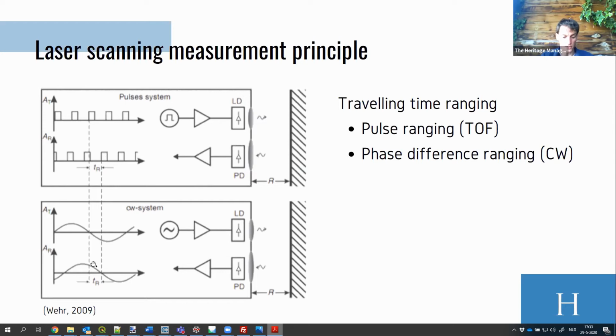And this phase shift is of course related to the full wavelength of our signal. Since we are working with certain wavelengths, we can exactly know the full distance of a certain wavelength. So if we know the full wavelength and we know the portion of that wavelength, we can derive the distance between our sensor and the reflectant. And that's the basis of phase difference ranging or continuous wave laser scanning.